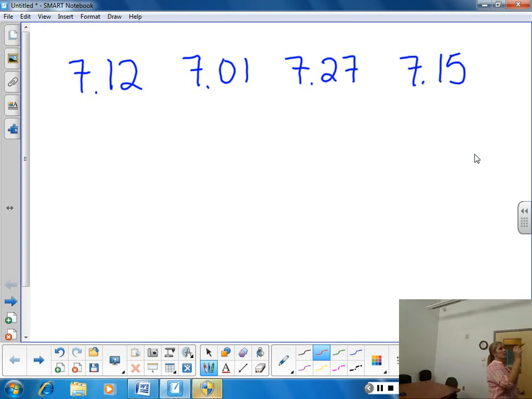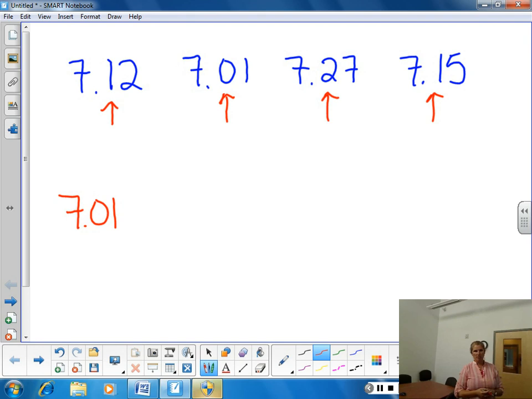Look to the tenths place. The smallest number in the tenths place is that 0, so that's our smallest number, or I should say our least number. 7 and 1 hundredth, even though there's only that 1 in there, means that this one is taken care of.